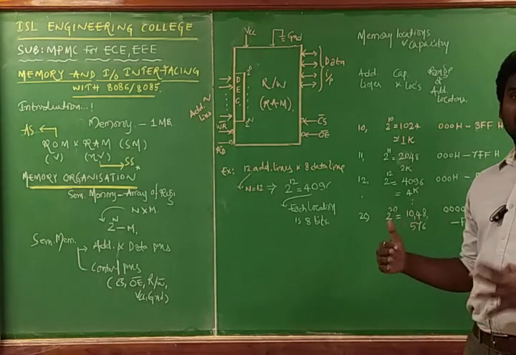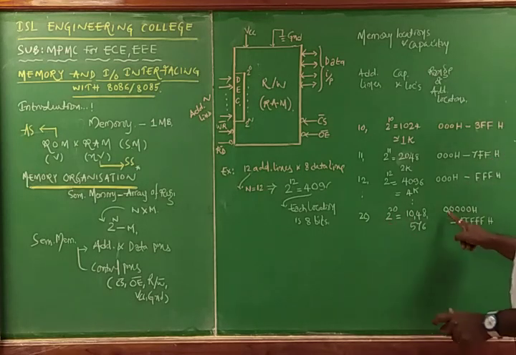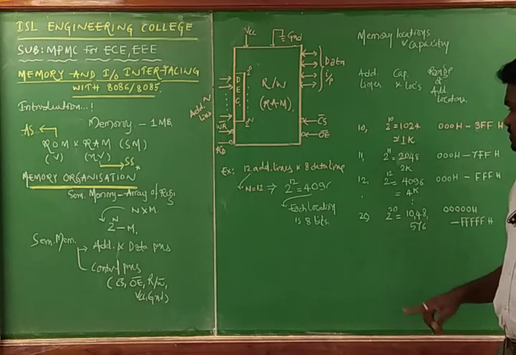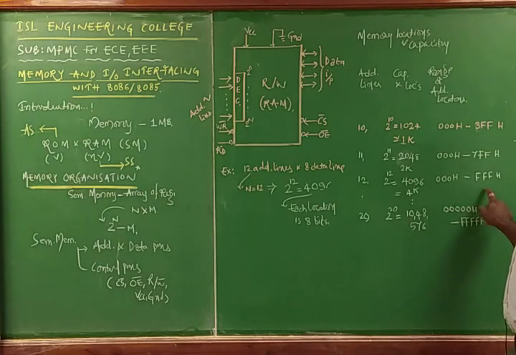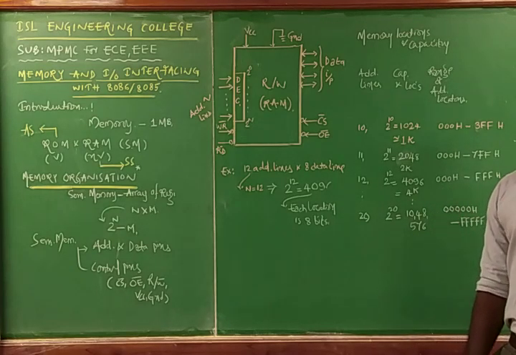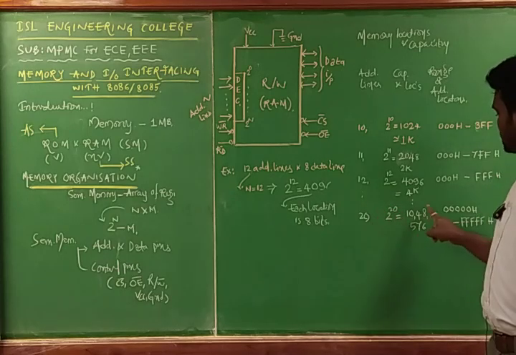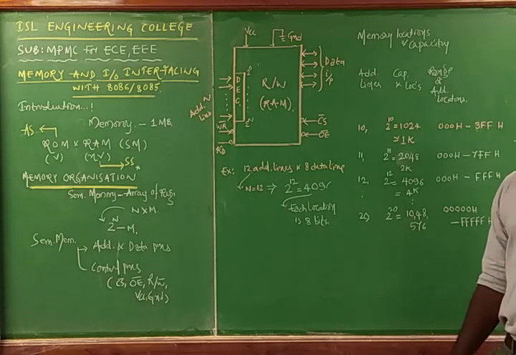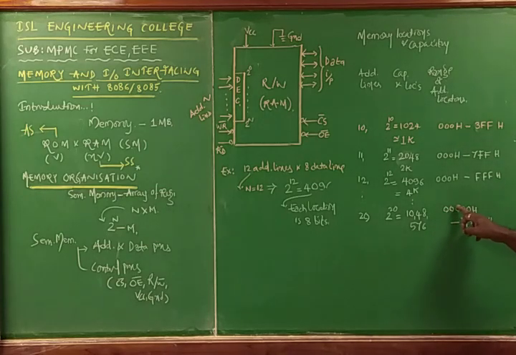For these 10,48,576 memory locations, the starting address will be 00000H. Each hexadecimal digit is replaced with a 4-bit binary. How many zeros are there? 5 zeros are there. Each 0 can be replaced with 4-bit binary, so 4 into 5, it is a 20-bit address. Each digit in the hexadecimal number is replaced with 4-bit binary: 4 plus 4 plus 4 plus 4 plus 4, it is a 20-bit address.